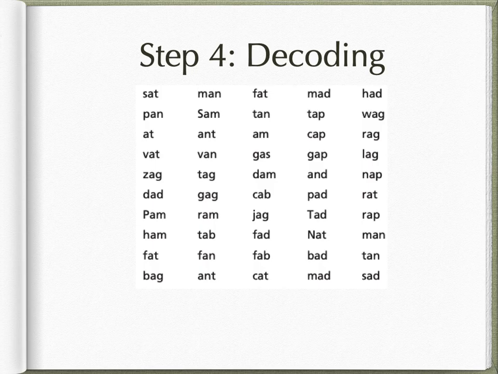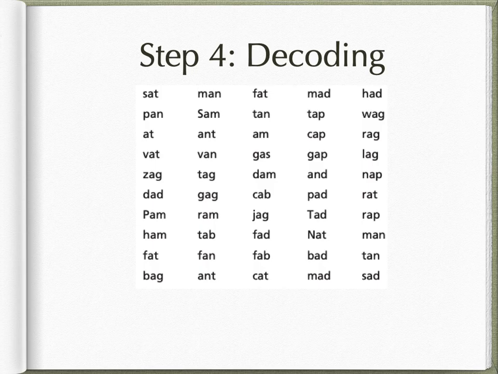M, a, n, man. F, a, t, fat. M, a, d, mad. H, a, d, had. On to the next line. P, a, n, pan. S, a, m, Sam. T, a, n, tan. T, a, p, tap. W, a, g, wag. On to the third line. A, t, at. A, n, t, ant. A, m, am. C, a, p, cap. R, a, g, rag. Ready? On to line 4.